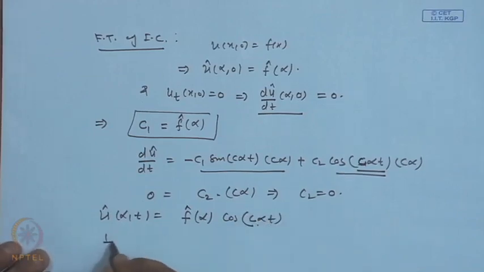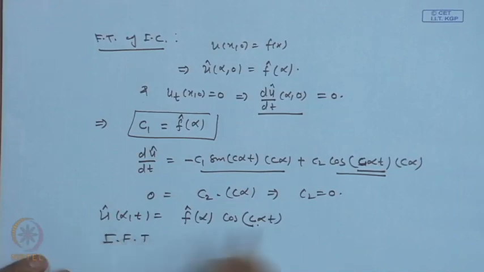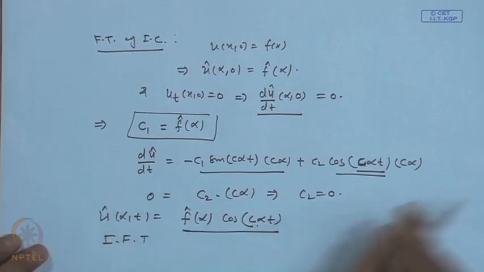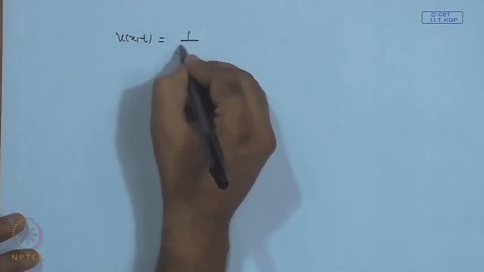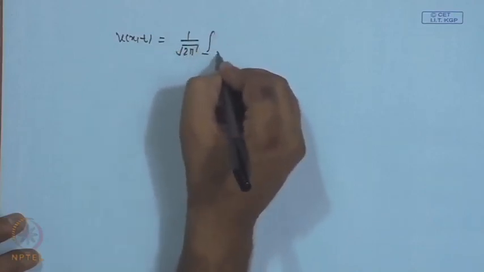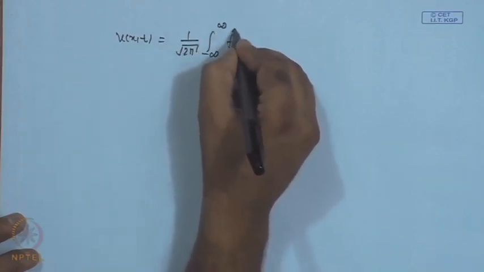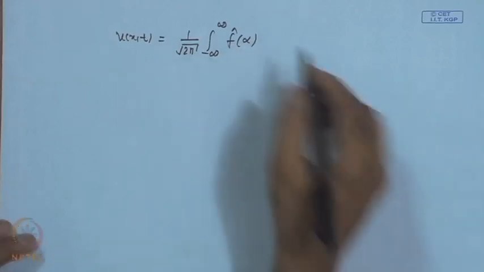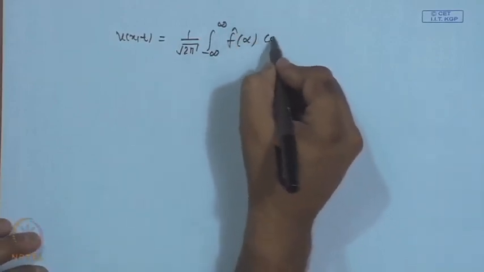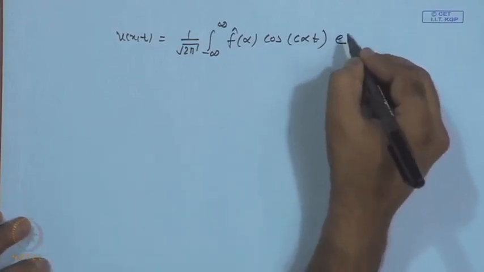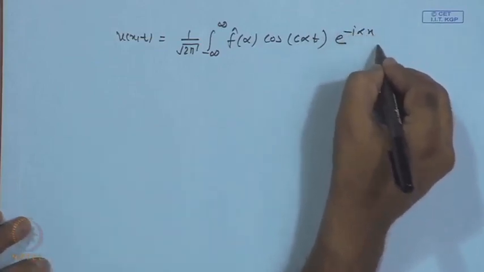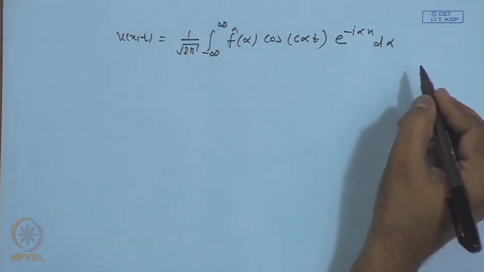Now, we take the inverse Fourier transform. So, what we get is u(x, t) equals 1 over square root of 2 pi, integral from minus infinity to plus infinity of f hat (alpha) cos(c alpha t), and then we have e^(-i alpha x) d alpha.